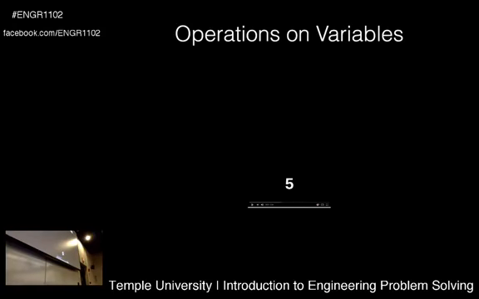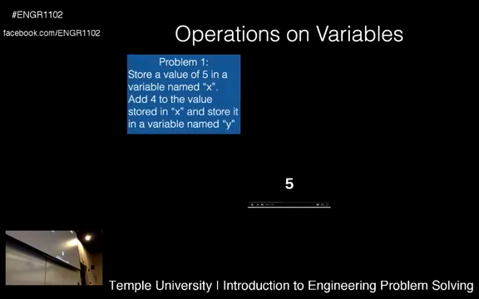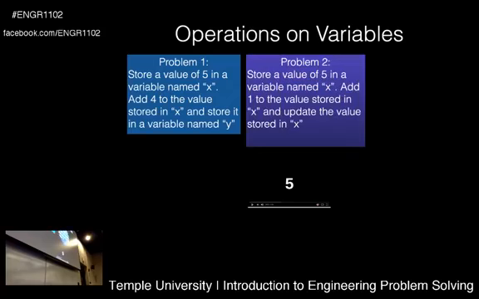Okay, operations on variables. I'm only going to give you 1 minute this time. We're going to go a step further in the complexity now, and we're going to store a value of 5 in a variable called x. We're going to add 4 to that value, and then store that in a variable called y. And then the second one we're going to do is store a value of 5 in a variable named x, add 1 to the value stored in x, and update the value stored in x. 1 minute plus 5 seconds, go.